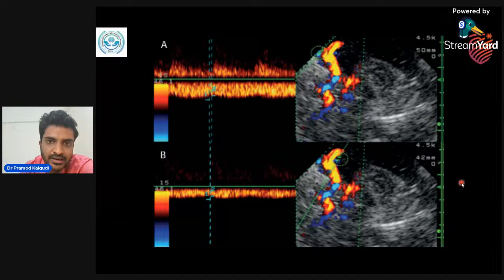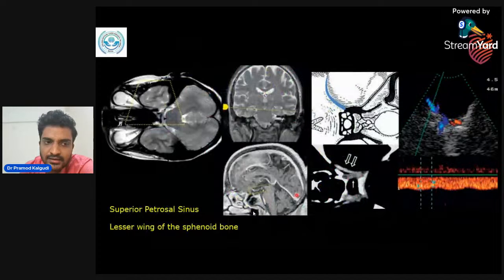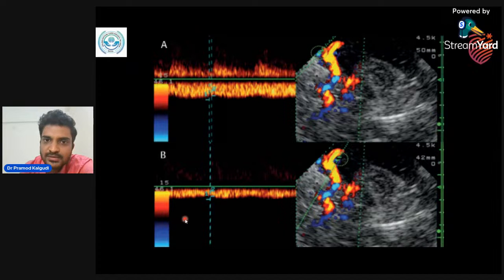If you remember correctly, when we started off with the venous system, I said there is the deep middle cerebral vein at the M1 and M2. So there is something in front of M1 and M2 now. What is that? That is, again, the superior petrosal sinus. So this is another way of insonating the superior petrosal sinus.